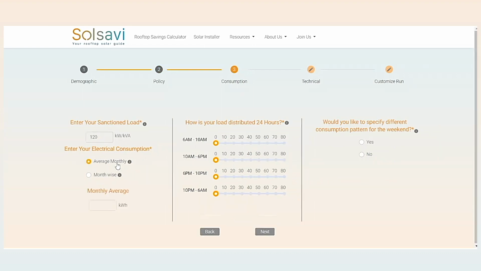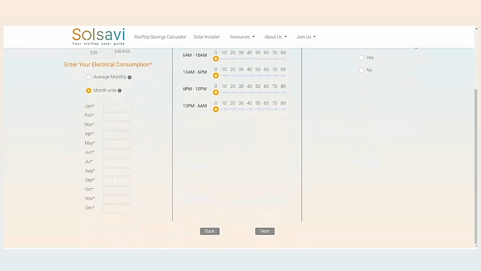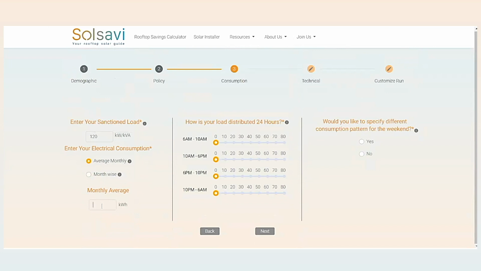I can either define it by a single average value, or I can define it by giving details for all 12 months by selecting month-wise electrical consumption. For this case, I select an average monthly value and give it as 10,000 units, which is considered as the monthly average for the whole year.